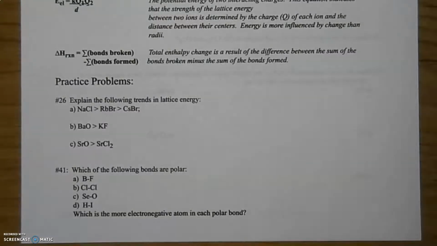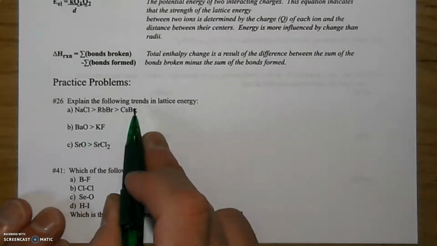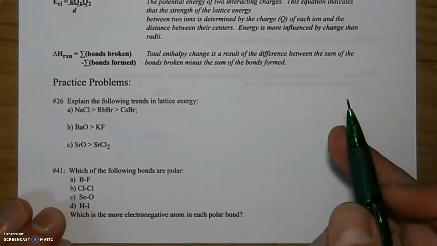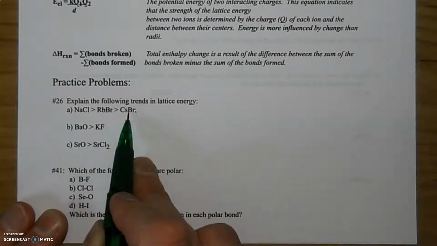We'll start off this next lecture looking at some practice problems. So we'll take a look at number 26 to begin, which kind of follows up what we were just talking about in the previous example we did in the notes. Explain the following trends in lattice energy. So we have the answer in front of us that this is the largest lattice energy, and followed by this one, followed by this one.